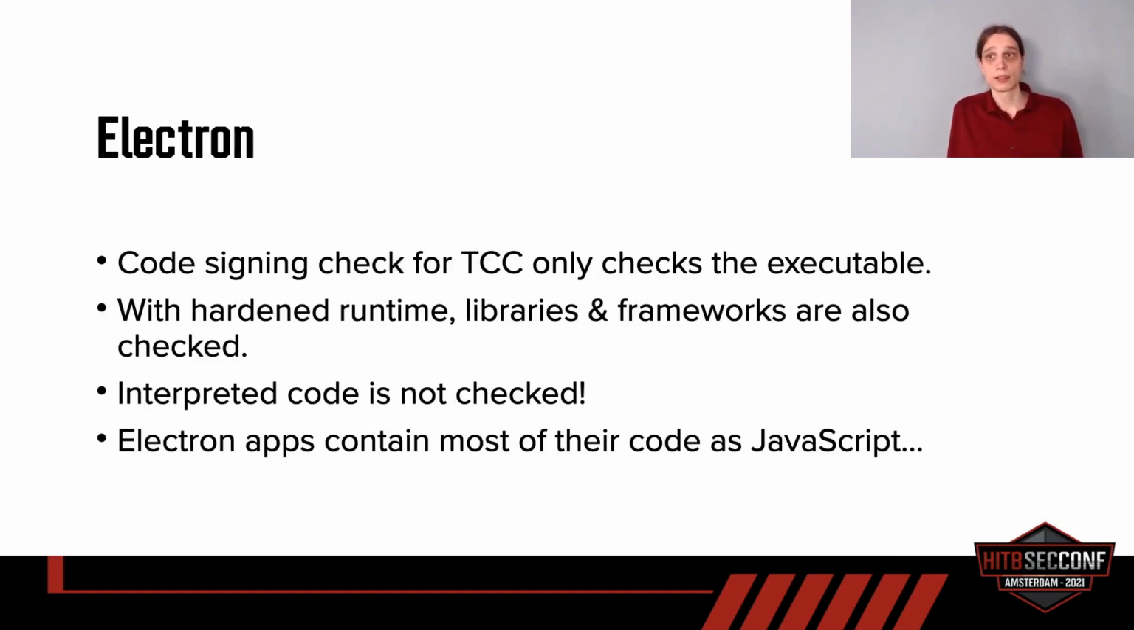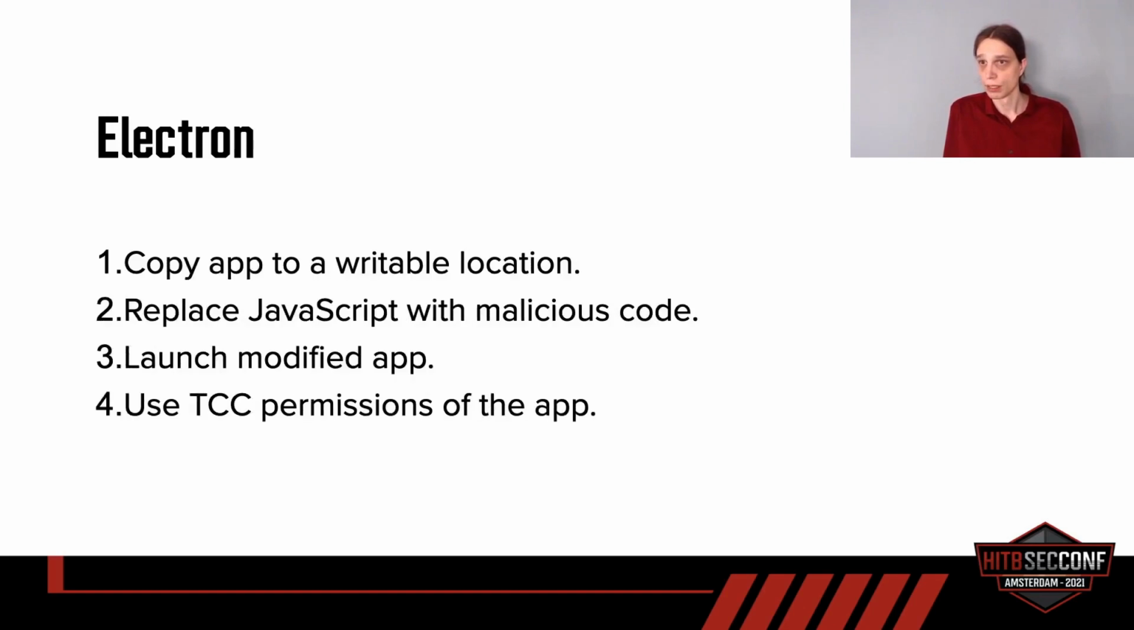And also what Dan mentioned is that the code signing check only checks the executable itself. Now with a hardened runtime, this also means that the libraries and frameworks are being checked, but any interpreted code within the application is not checked automatically by Gatekeeper, only if an application is downloaded from the internet. And the Electron apps contain most of their code as JavaScript files. So there's this attack that works on all Electron applications. You copy the application to a writable location, if it's an application, so you cannot just change it.